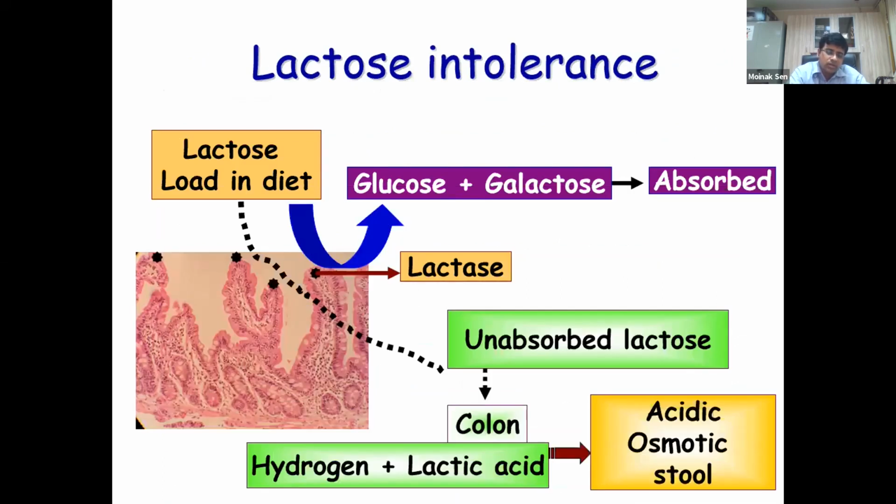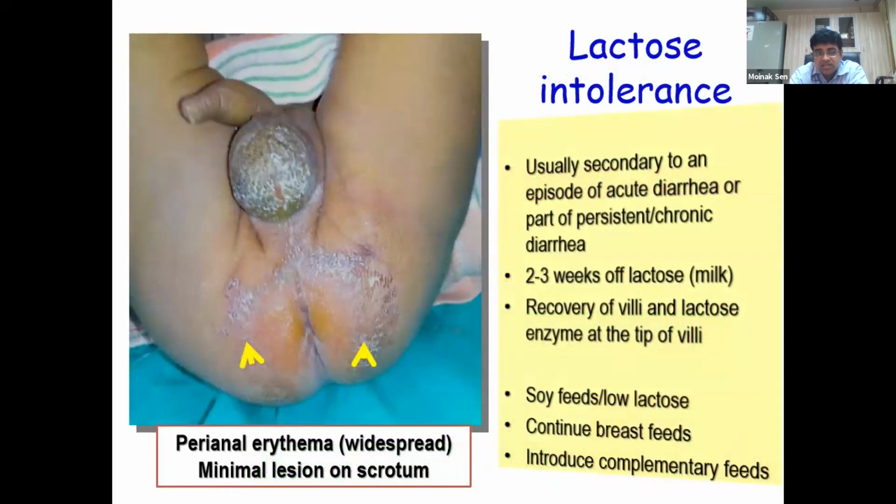If you look at lactose intolerance, you have to understand it is something that is superimposed with acute episodes of diarrhea. It can occur with chronic or persistent diarrheas. The lactose in the diet is not metabolized by the lactase enzymes because the tips of the villi are denuded and that enzyme is gone. Hence the lactose is unabsorbed, goes down into the colon, and is changed by the bacteria into hydrogen and lactic acid, which gives rise to acidic and osmotic stools. That is why you see a very reddened perineum, as you can see, and this redness increases up to the perianal area.